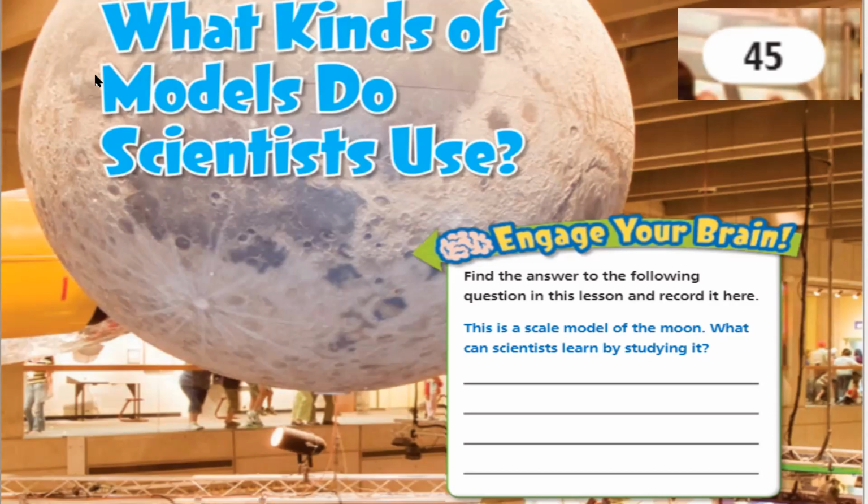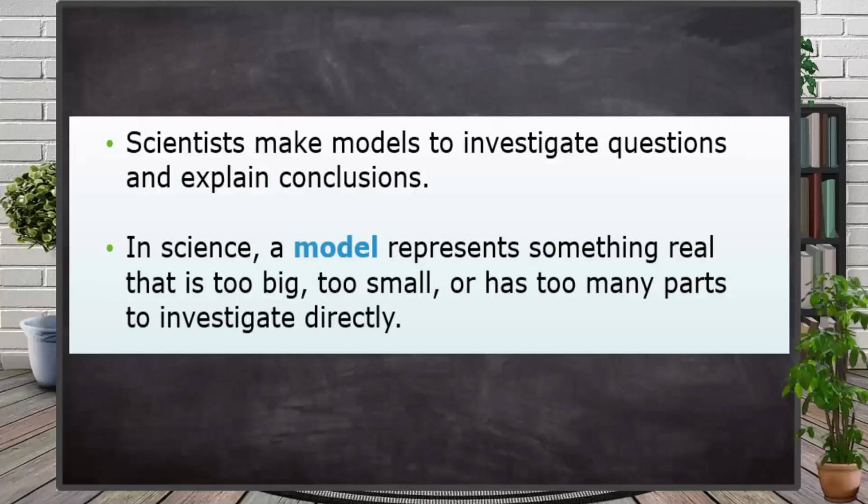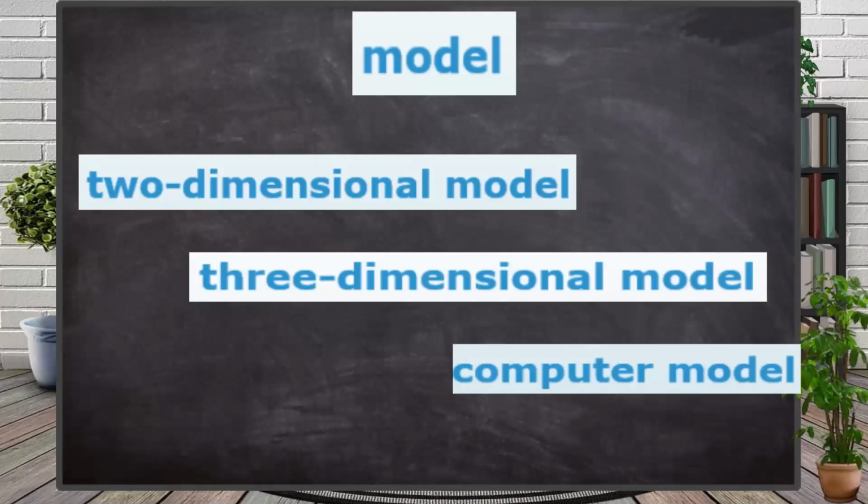But this one over here, what I want you to think of, is that this is a scale model of the moon, okay? This is the moon. What can scientists learn by studying it, okay? First of all, scientists make models to investigate questions and explain conclusions. This is why they make models, okay? And a model represents something real that is too big or too small or has too many parts to investigate directly.